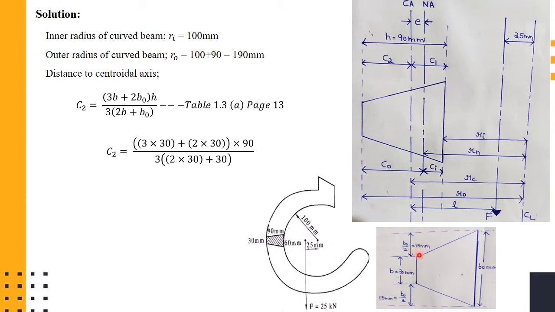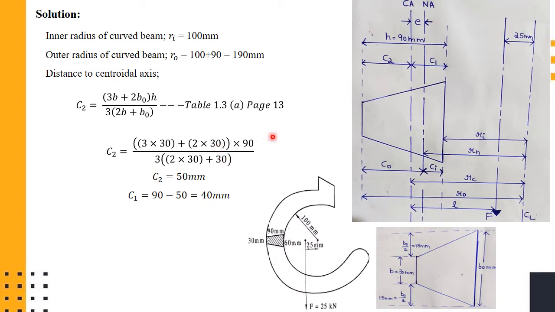So whatever value we get here, that is b0 by 2 will be 15 mm, and again b0 by 2 will be 15 mm. So you have to add 15 plus 15, that will be 30 mm, the value for b0. So that will give you the value for C2.